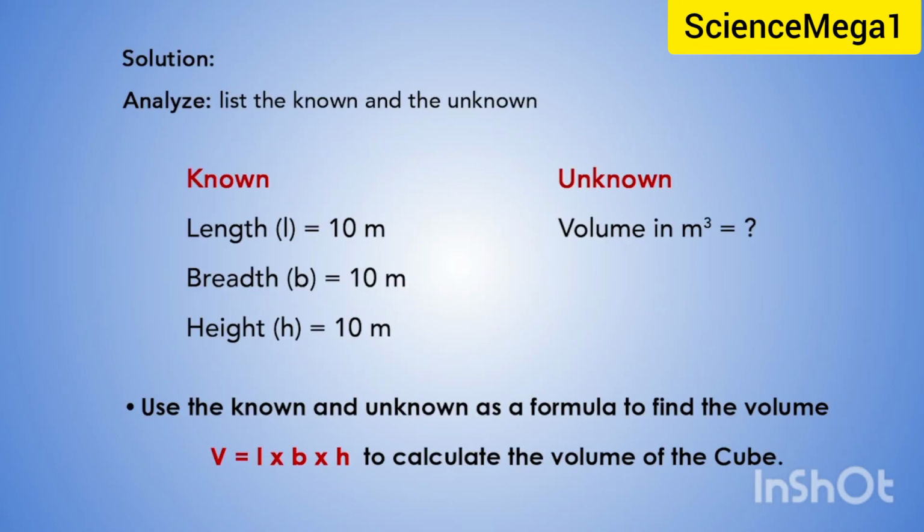To solve this problem, let's start by listing the known and the unknown variables. For the known variable, we have length to be equal to 10 meters, breadth to be equal to 10 meters, and height to be equal to 10 meters. For the unknown variable, we have volume in cubic meter. We'll use the known and the unknown variables and the formula for finding volume to solve this problem. The formula for finding volume is V is equal to length times breadth times height.